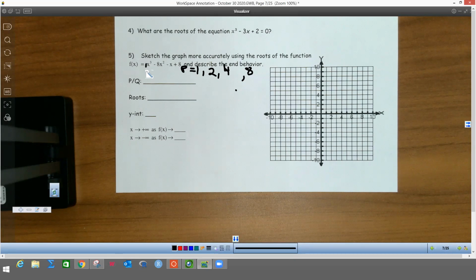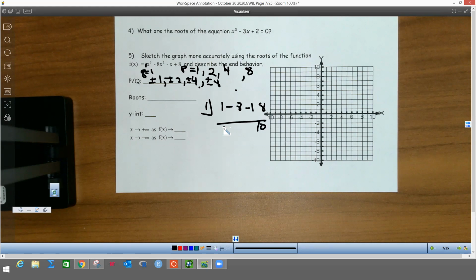And then Q is the leading number, and the factors of 1 are 1. So I've got to put all 4 of these divided by 1, and you put plus or minus, so you get plus minus 1, plus minus 2, plus minus 4, and plus minus 8. You are supposed to try to find the factors of these, and we want 0. So I'm going to try 1 first. If I put 1 in and do synthetic division with 1, negative 8, negative 1, 8, I am looking for the remainder to be 0.